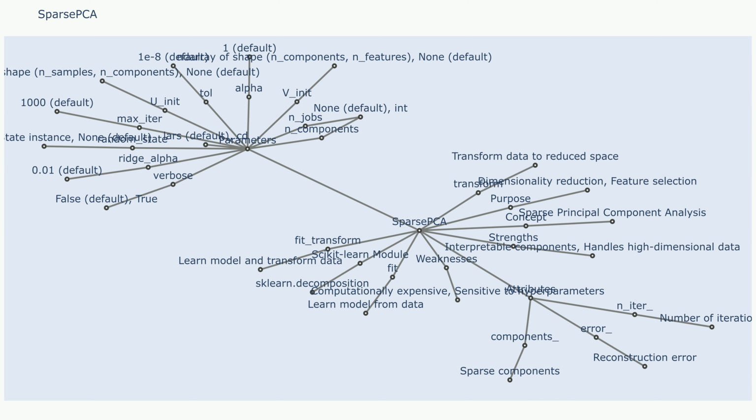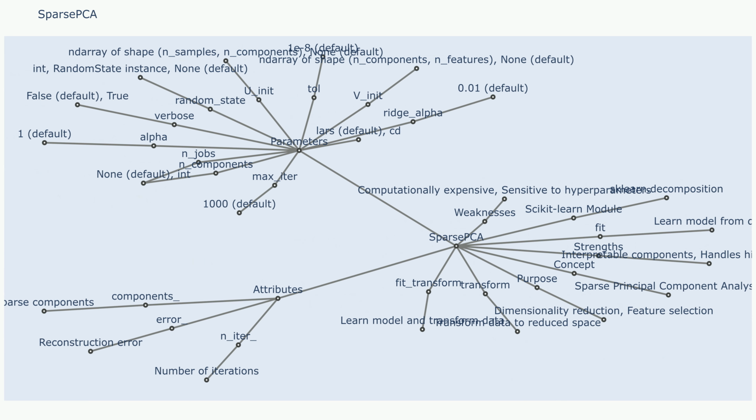Fit the model to the data. sparse_pca.fit(X). Get the sparse components. components = sparse_pca.components_. Transform the original data to the lower dimensional space. transformed_data = sparse_pca.transform(X).